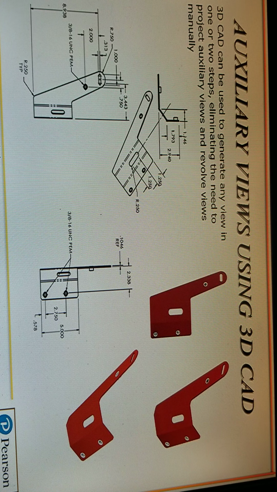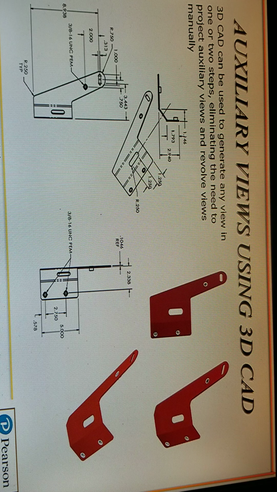And if you were doing these auxiliary views in 3D CAD, 3D CAD can be used to generate any view in one or two steps, eliminating the need to project auxiliary views and revolve views manually. One of the really nice things about 3D CAD programs like Inventor and SolidWorks is that when I go to set my drawing up, I can draw my standard orthographic projection views, my front view, then my right hand side view, and then a top view at the top. It's just a matter of clicking.